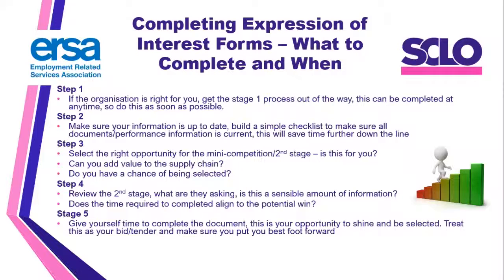Whenever you're doing those, make sure that all your company information is up to date. Build a simple checklist to make sure all your documents and performance information is current, because ultimately this will save time further down the line. Whether this is things like your company accounts, ownership structure, company numbers, insurance documents, processes, or things like E&D policies, making sure that you've got all of those in place will save you a significant amount of time.